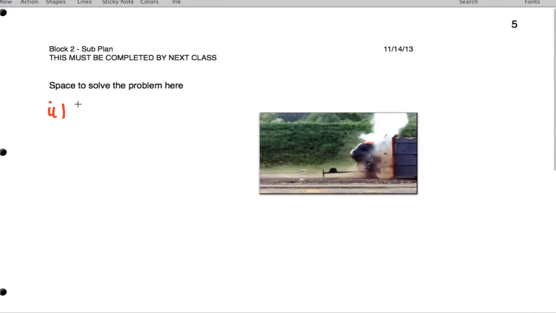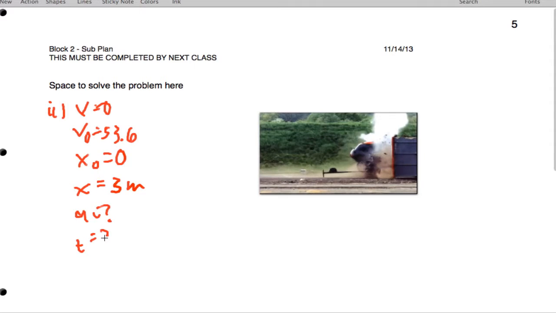So V is 0, V naught is 53.6, x initial, the initial position is 0, the final position is 3 meters. We don't know acceleration and we don't know time. So for step 3 I can actually draw a detailed picture, and what I can say is, okay, so I start off here, I wind up here, and this is 0 and that's at 3. I know that my initial velocity is 53.6, and we're going to approximate this as 0.